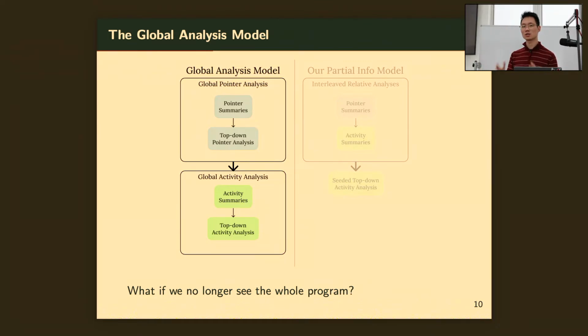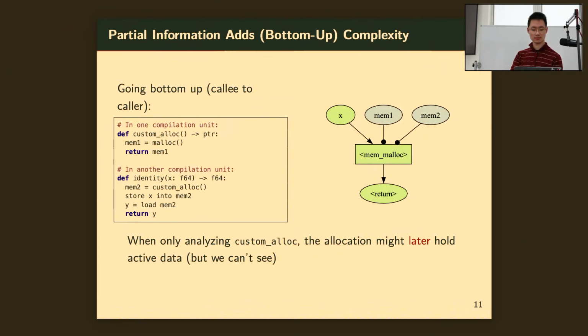Now, what if we no longer see the whole program? Things get a bit trickier. If you were analyzing this example globally, you could see there is this allocation wrapped inside of a function that is returned and then used to hold active data. But if you don't see the whole program, if we only see the custom alloc, we don't see any differential data movement. All we see is an allocation that gets returned. In this case, we have to consider that when there are allocations that escape the current function, they might be used later to hold differential data.